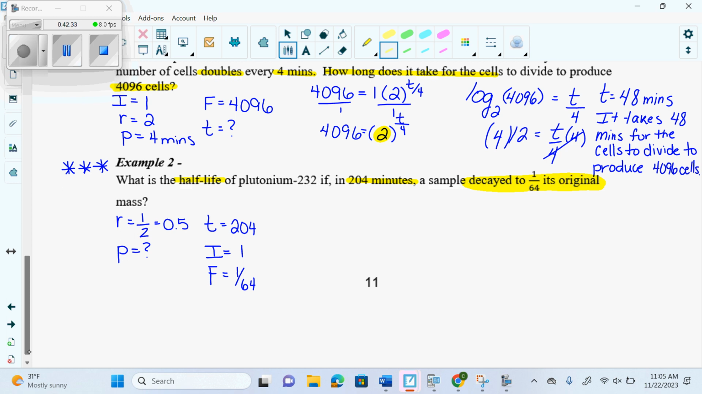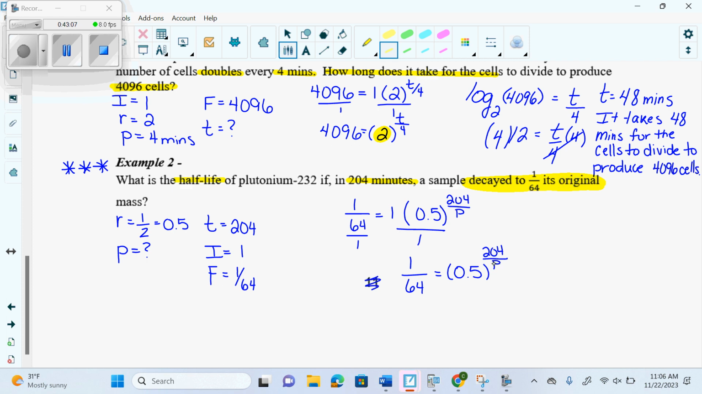So let's fill in our formula. I have 1/64 equals 1 times 0.5 to the 204 over P. Divide by 1. And I get 1/64 equals 0.5 to the 204 over P. Am I allowed to round early? Or do I have to carry every decimal to the very last step? Carry every decimal. I'm allowed to round at my very last step, correct?